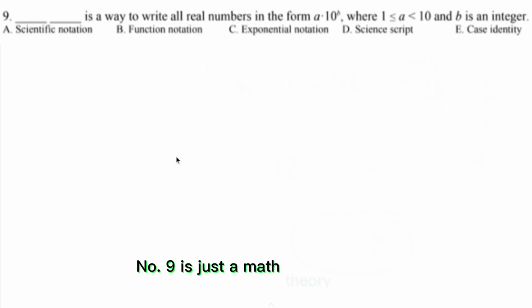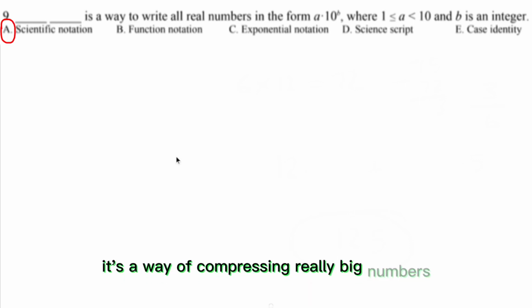Number 9. Number 9 is just a math theory problem. Blank is a way to write all real numbers in the form of a times 10 to the power of b, where 1 is less than or equal to a, and a is less than 10, and b is an integer. So this is called scientific notation. It's a way of compressing really big numbers or enlarging really small numbers to make it so that it's very common to comprehend.